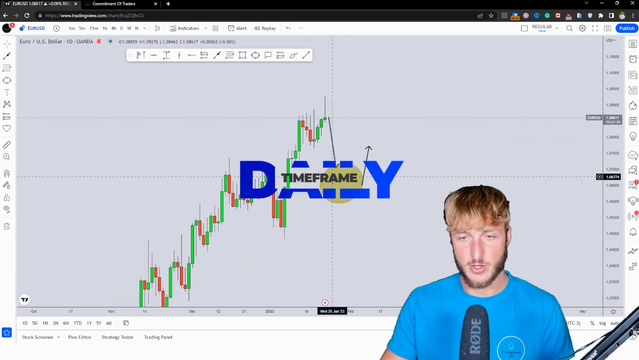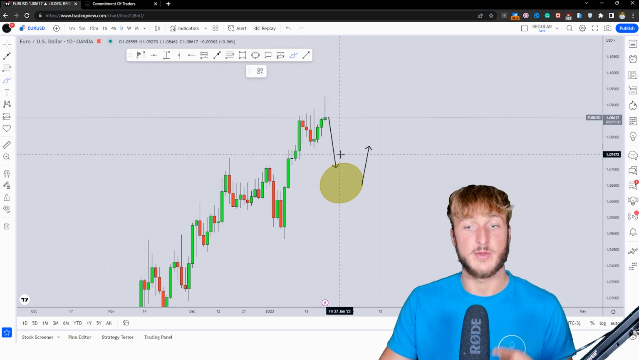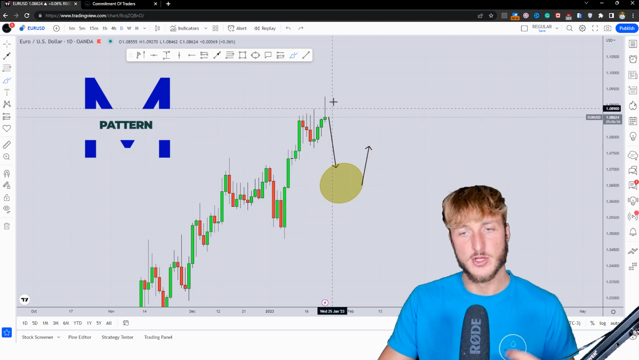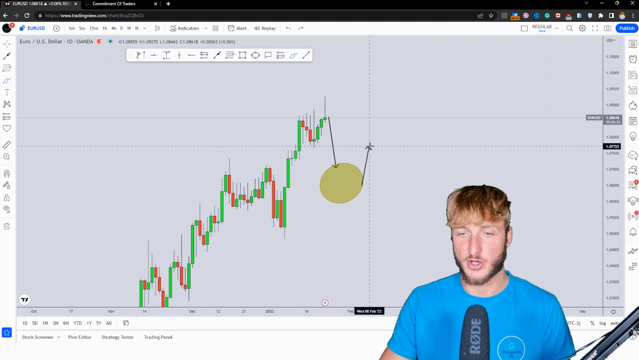So if we will have the creation of this M pattern, at that point, things will get very interesting because there is a very good probability for the potential completion of this M pattern. So if we do get this move to the downside, how we could be approaching this potential longing opportunity.